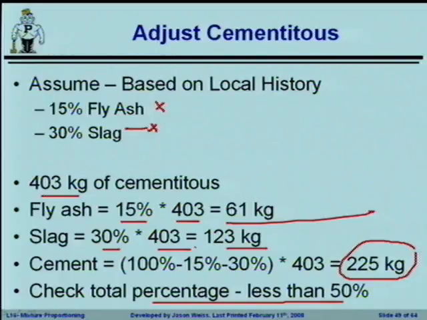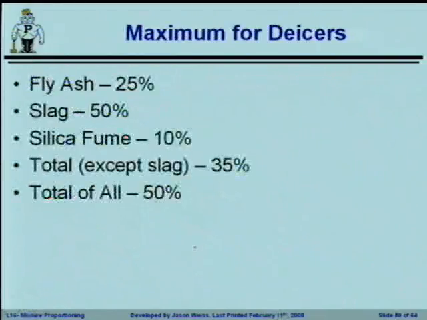That is one of the important checks that you typically want to do, because there is a maximum that you can have for materials that are going to use de-icers. Fly ash, you need to stay below 25% in a system that's going to be exposed to deicers. Slag, you need to be below 50%. Silica fume, you want to be at 10% or less. The total of everything except slag should be 35%. The total of everything, including slag, should be less than 50%.